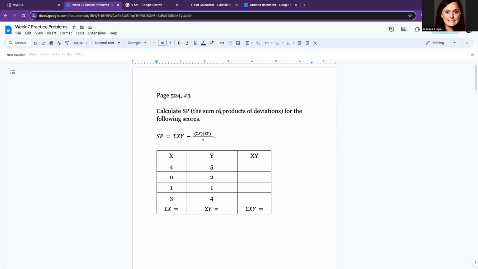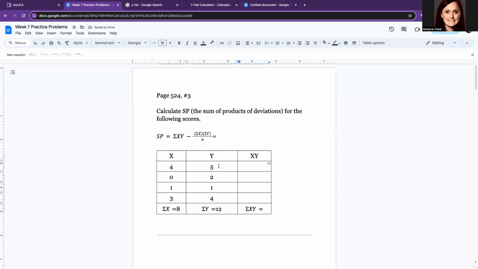Calculate SP, the sum of products of deviations for the following scores. So I've listed the formula here, sigma xy minus sigma x times sigma y over n. So first thing I'm going to do is, here's your x's, here's your y's. Sigma x is the sum of the x's. So 4 plus 1 is 5 plus 3 is 8. 5 plus 2 is 7, 8, 12.